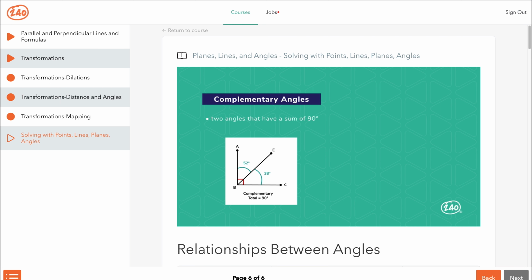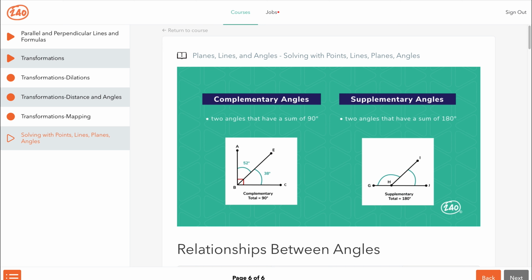Supplementary angles are 2 angles that have a sum of 180 degrees. So if angle GHI and IHJ are supplementary, and we know that angle GHI is 128 degrees, we can take the total of 180 degrees minus 128 to get a measurement of 52 degrees for angle IHJ.